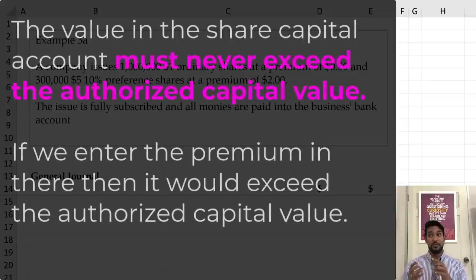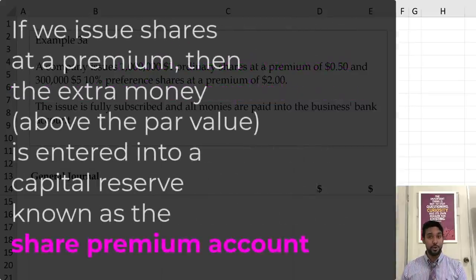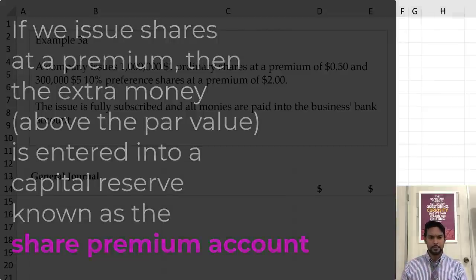Because remember, you have a legal limit. So if you have a value in your share capital account above the legal limit, something is wrong. So you always show and only show the par value of the capital in the capital account. If you issue at a premium, then that extra money will go into a reserve called share premium account. So let's take a look.